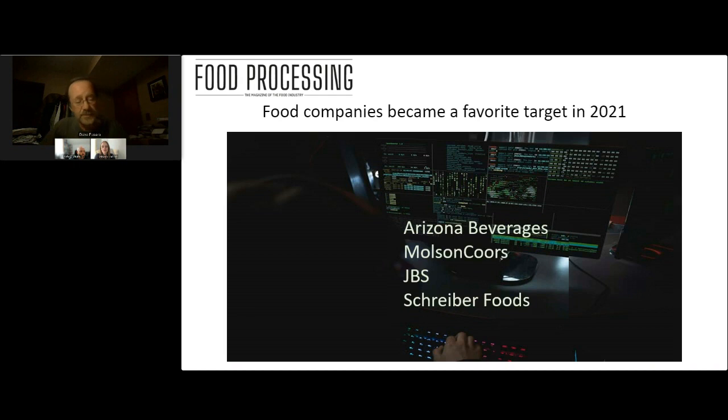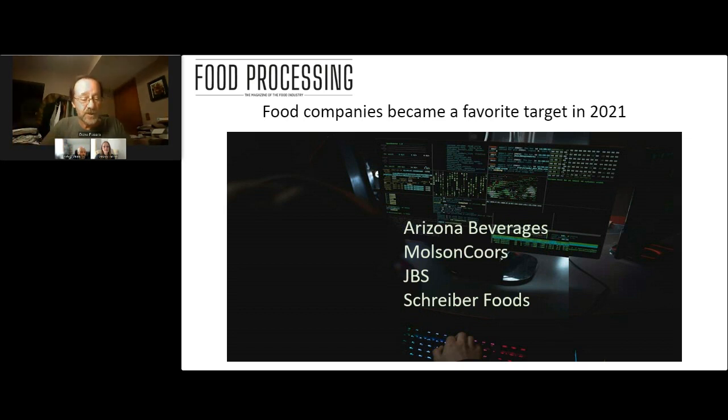One of the first widely publicized food industry cyber attacks occurred back in 2017, but 2021 was a particularly busy year for cyber criminals targeting the food and beverage industry. All 4 of these companies faced threats last year. The most famous was JBS USA, which experienced a ransomware attack on Memorial Day weekend of 2021. It shut down beef processing facilities in 6 states, as well as Australia and Canada.